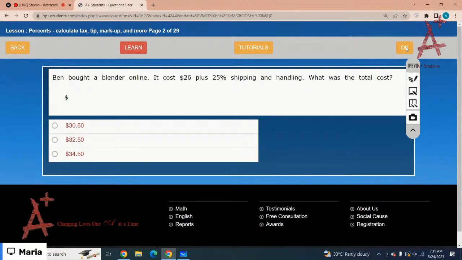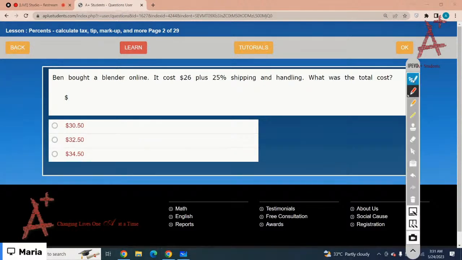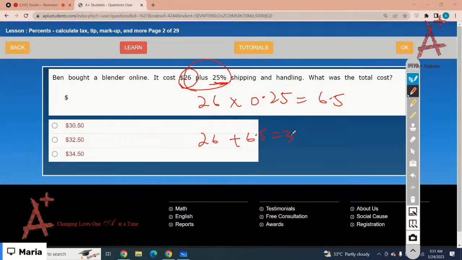Okay, Ben bought a blender online. Cost $26 plus 25% means you have to pay 25% on 26. So you have to calculate shipping. It would be 26 times 0.25. That would be 6.5. That means he has to pay 26 plus 6.5, that means 26 plus 25%. Got it? It would be 32.50. That means the total amount he has to pay is 32.50.